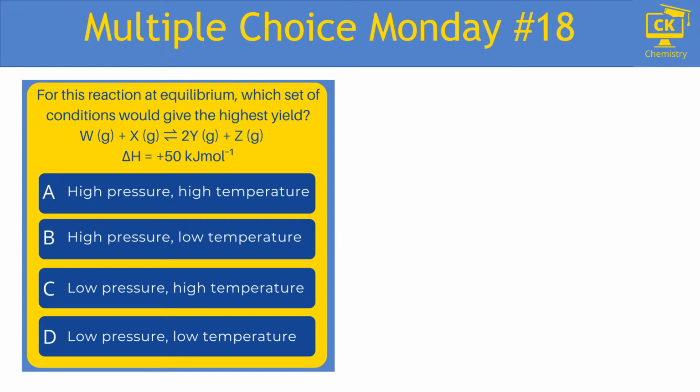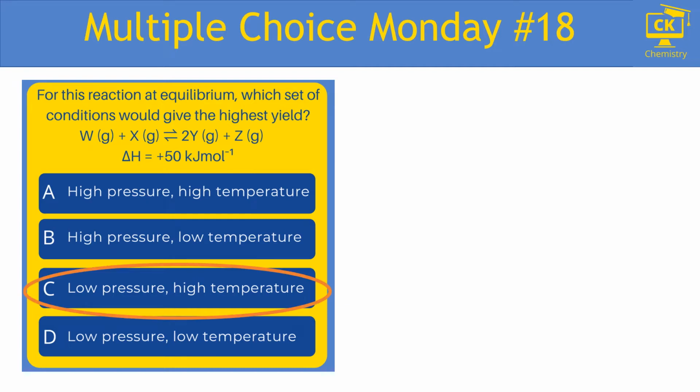Welcome to today's multiple choice Monday, and this should be a relatively easy equilibrium question looking at the effects of different conditions on the yield of a reaction, and the correct answer was C.